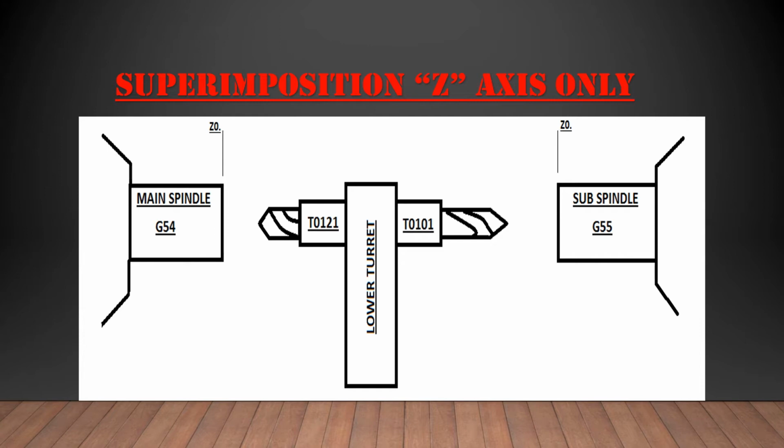It's important to realize and look here that we have Z0 at the front of the part on the main spindle, and Z0 on the front of the part on the subspindle, but we're using 2 different work coordinates: G54 for the main spindle, and remember this is all coming from channel 2, and a G55 for the subspindle.